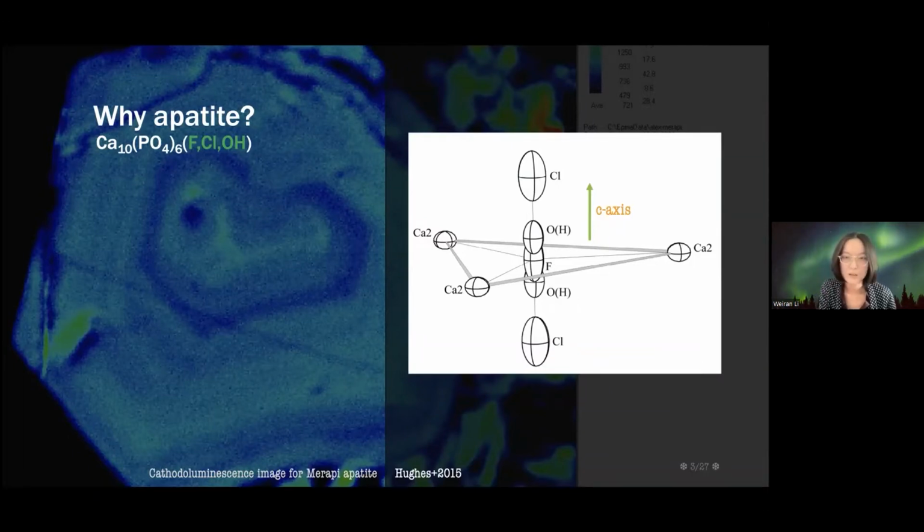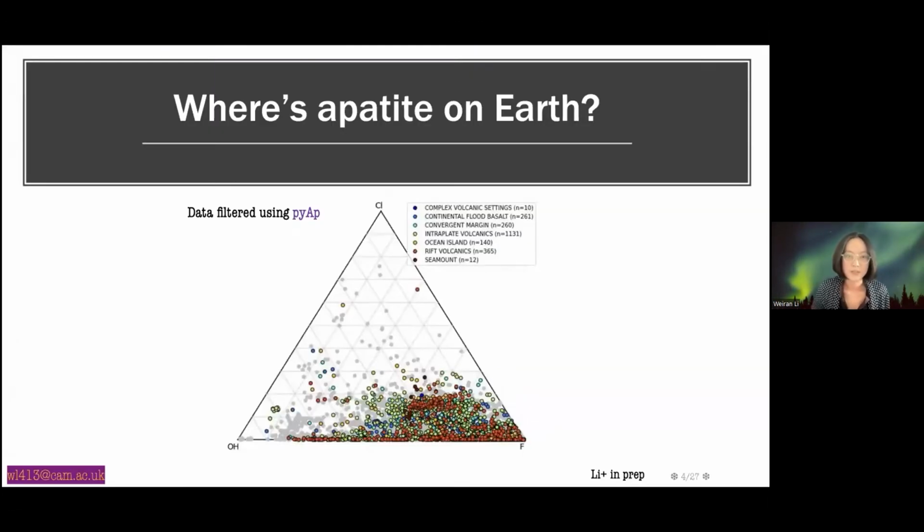Because these three components are the major anion components in apatite, the composition of apatite is usually shown in such a ternary diagram with these three components as the end members. Here I'm plotting the data from GeoRock. These are the global volcanic apatite compositions.